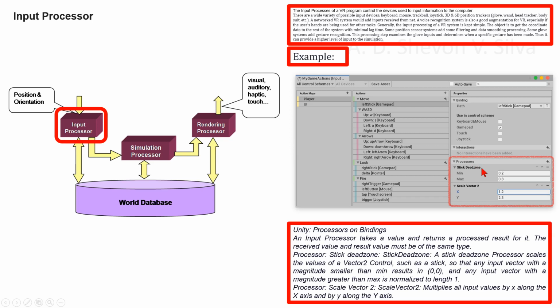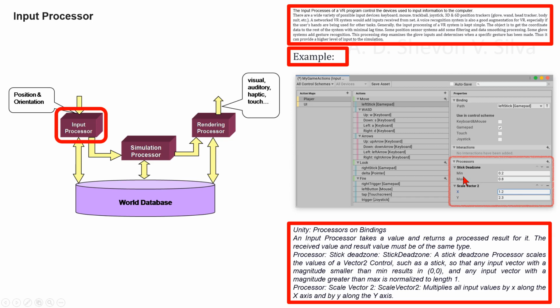The processor stick dead zone scales the value of a Vector2 control such as a stick, so that any input vector with a magnitude smaller than min results in (0, 0), and any input vector with a magnitude greater than max is normalized to length 1. Many controls don't have a precise resting point, that is, they don't always report exactly 0 when the control is in the center. Using the min value on a dead zone processor avoids unintentional input from such controls.